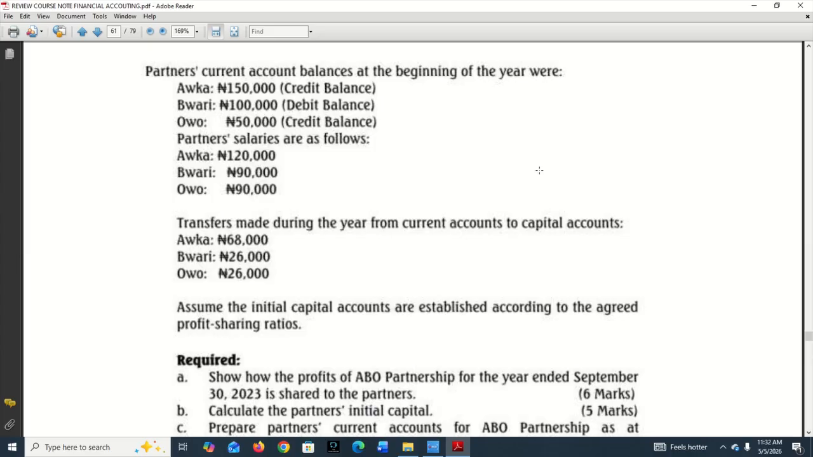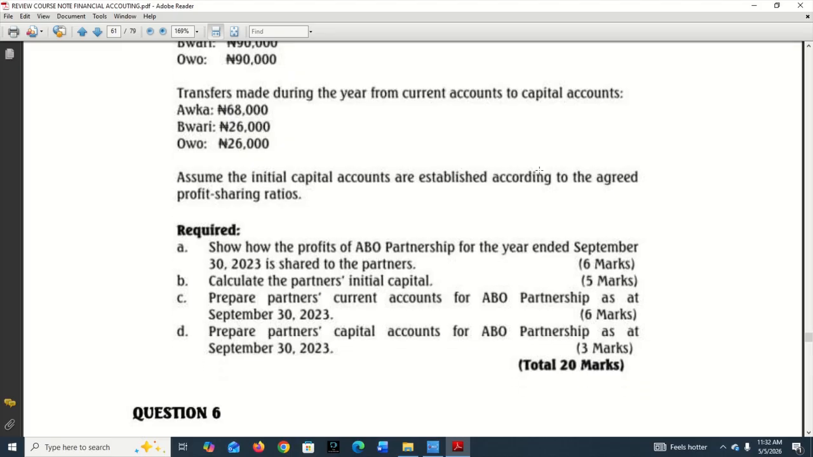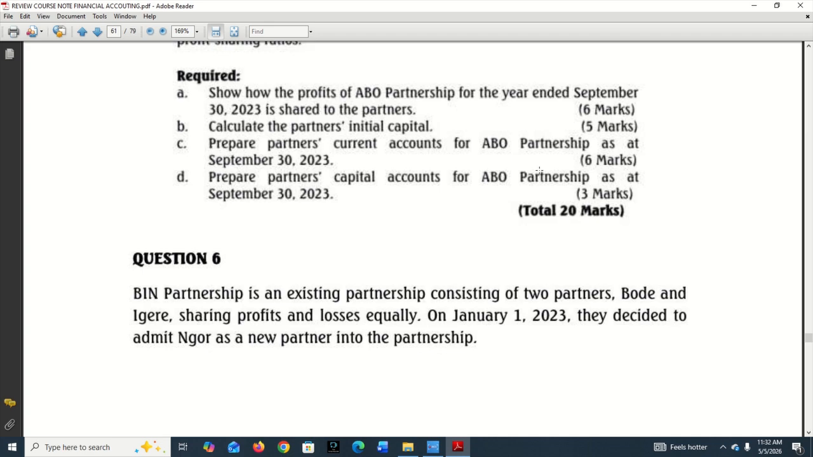So they give us their salaries, and then they made some transfers. Now, assume that initial capital accounts are established according to the agreed profit sharing ratio. A, show how the profit of ABO partnership for the year ended September 30, 2023 is shared to the partners. So we are going to share the profit. We calculate the partners' initial capital, then we prepare partners' current and capital accounts, making a total of 20 marks. So let's go and solve.